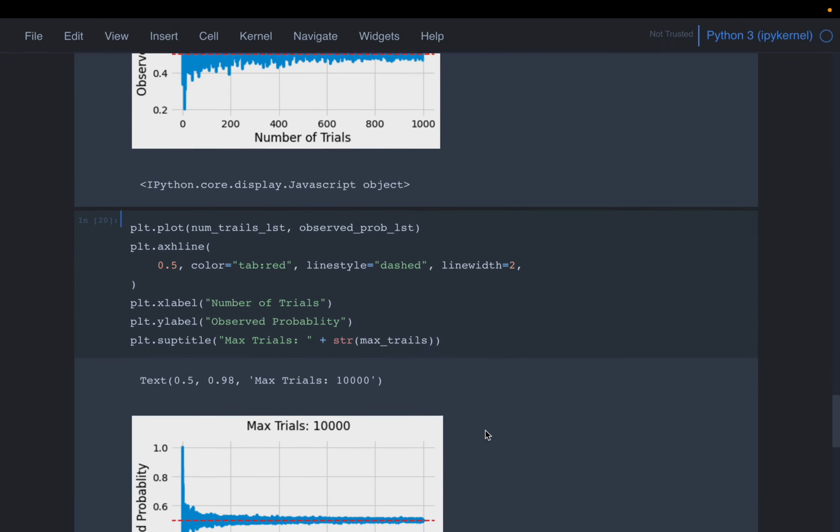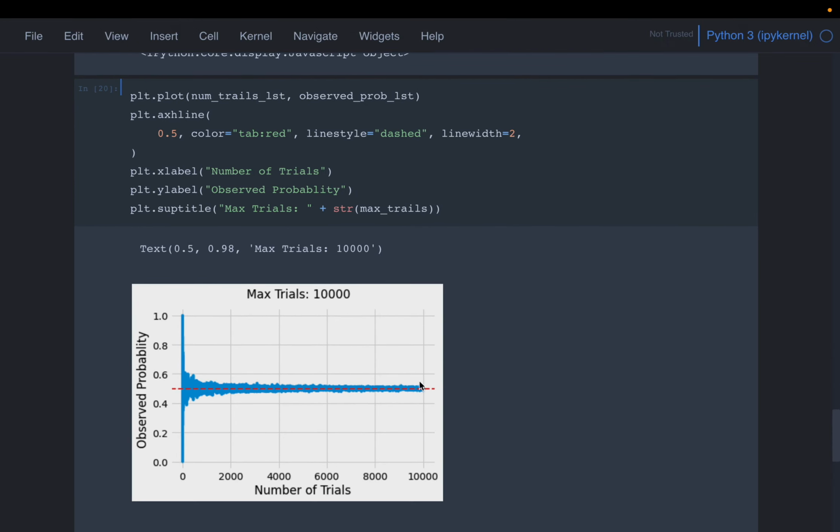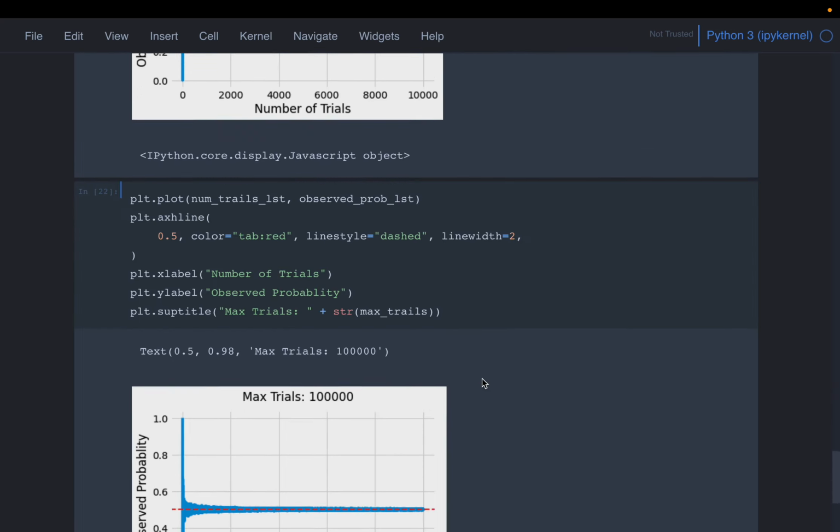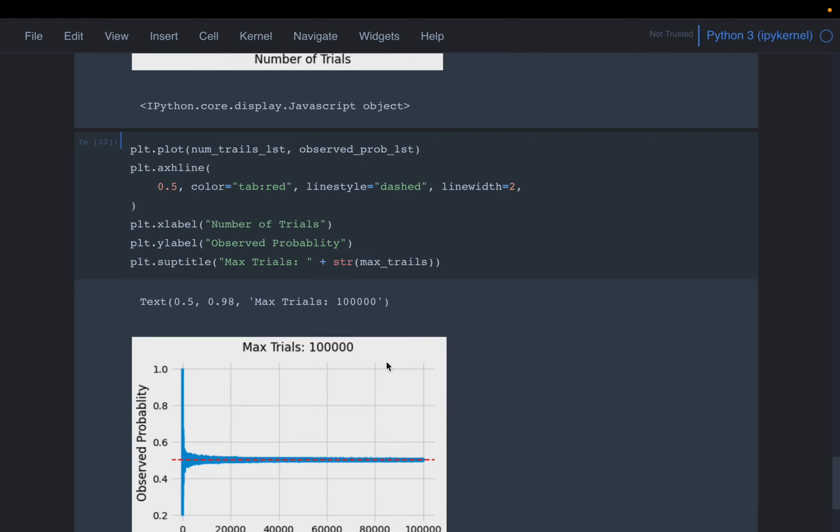Okay. Now here we did the experiment 10,000 times. So for 10,000 flips, the distribution is getting narrower and narrower, as you can see here. So this is looking better. Now here we did the experiment 100,000 times. Okay, 100,000 times, and as you can see, the fluctuations have reduced very significantly. Okay, so the observed probability is getting closer to the expected or the theoretical probability as we increase the number of trials.